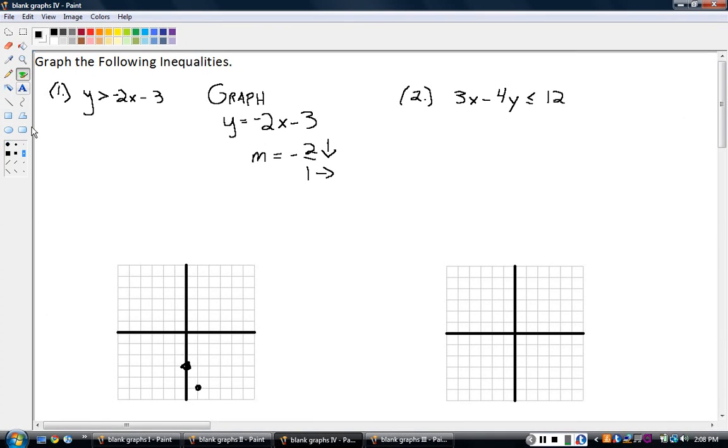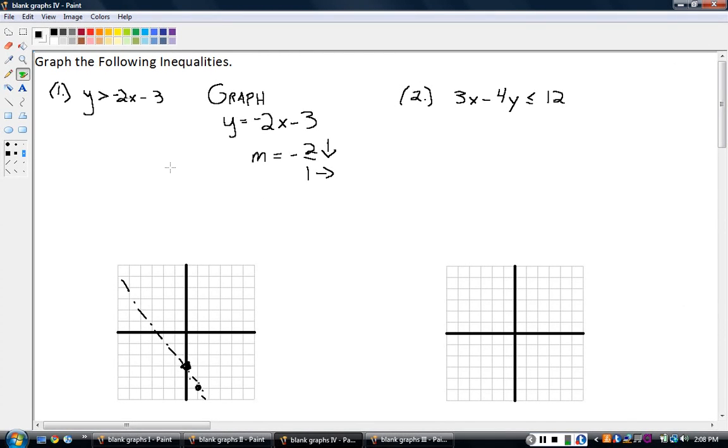Now I'm going to have to draw a dotted line through this, which isn't going to be easy. Let me do my best. So we want a dotted line through these 2 points. Okay, not the best line, but you get the idea. It's not a solid line, but a dotted line again, because this isn't included.